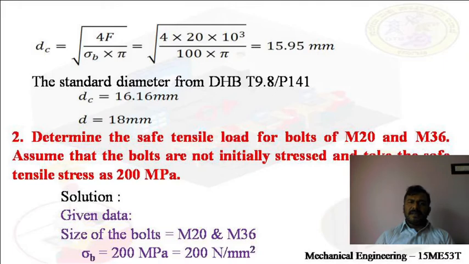On calculating this, we will get 15.95 mm. This is the core diameter. Corresponding to this core diameter, we are going to choose the standard values from our design data handbook.